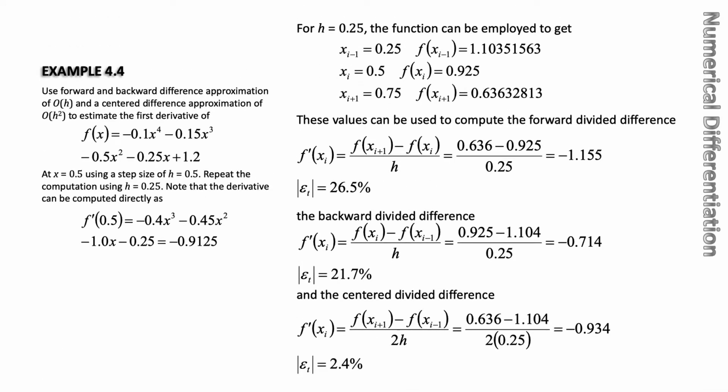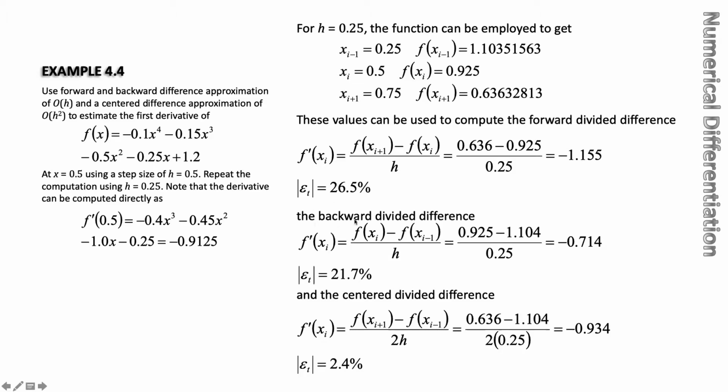Now let's use h equals 0.25. If x sub i is equal to 0.5, then x sub i plus 1 is equal to 0.75 and x sub i minus 1 is equal to 0.25. This gives us, for f at 0.75, the value of 0.63632813, and f at x equals 0.25 is equal to 1.10351563.